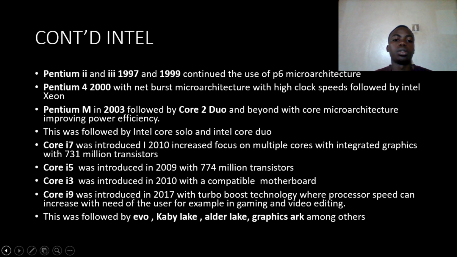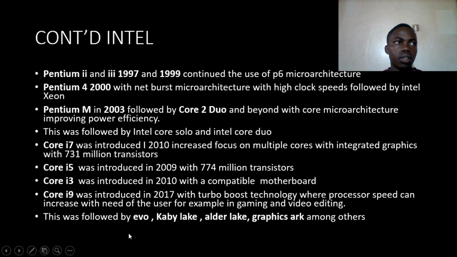We see Pentium M in 2003, followed by Core 2 Duo, then Core i7, Core i5, i3, i9, until the further generations' evolutions. Core i9 was introduced in 2017 with Turbo Boost technology. This technology was to enable the processor to step up to the speed that is required when the user is working. For example, people who deal with video games and video editing, which require execution of many tasks at a single time. This was to increase processor speed, hence the introduction of Turbo Boost technology, which came with Core i9.